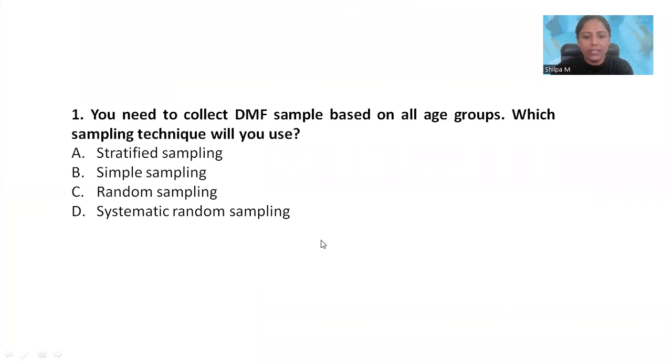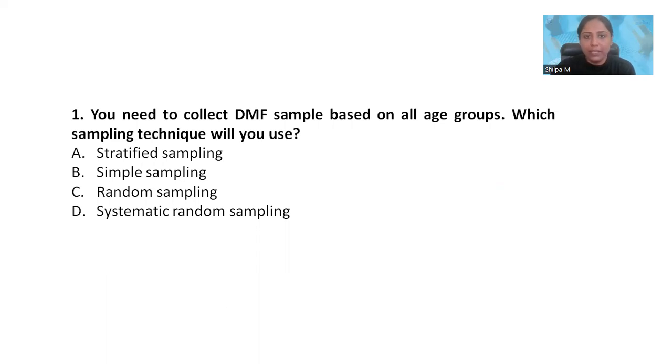The first question is, you need to collect DMF sample based on all age groups. Which sampling technique will you use? Is it choice A, stratified sampling, choice B, simple sampling, choice C, random sampling, or choice D, systematic random sampling?